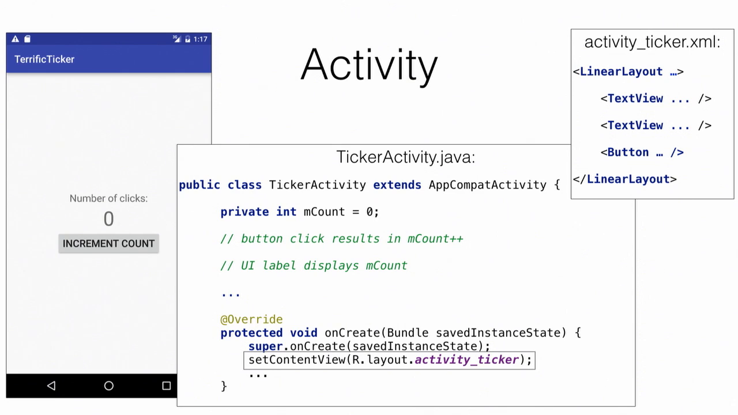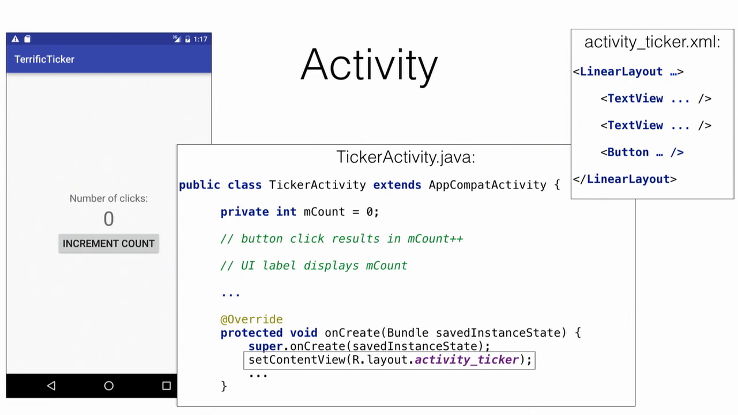And these activities usually are backed also by an XML file. And this XML file is called a resource file. This is a way for you to specify what widgets are going to be on the screen. And so in your Java code, you'll specify which XML file should be used, and you'll do things like hook up click listeners to buttons, so on and so forth.